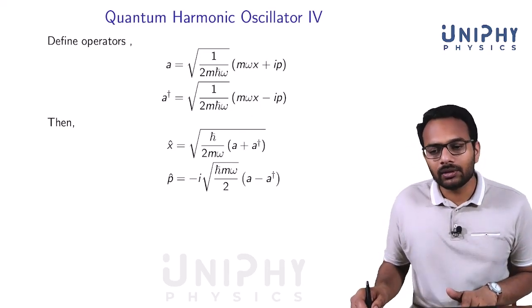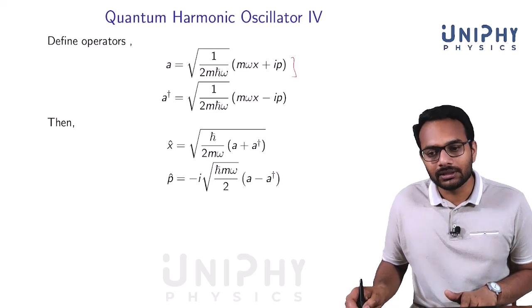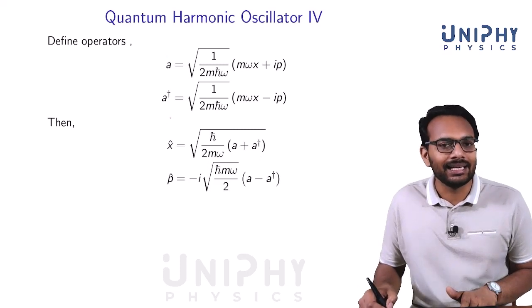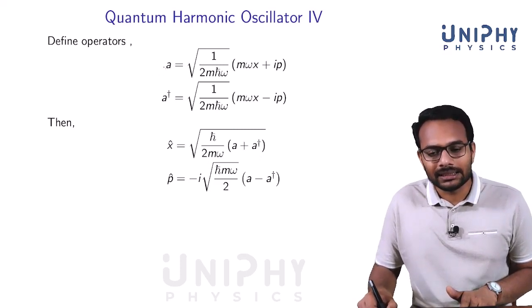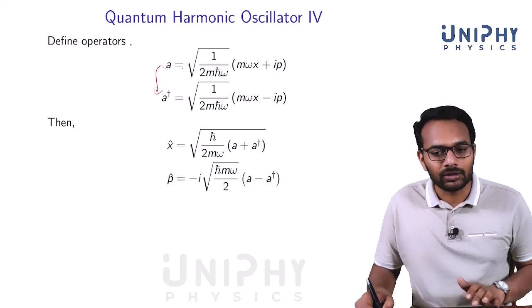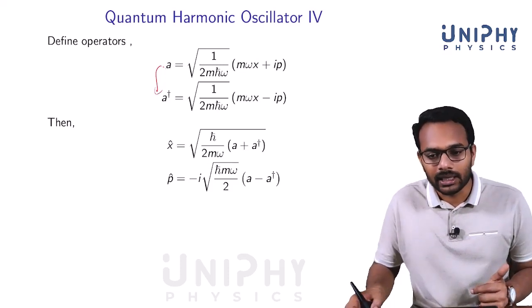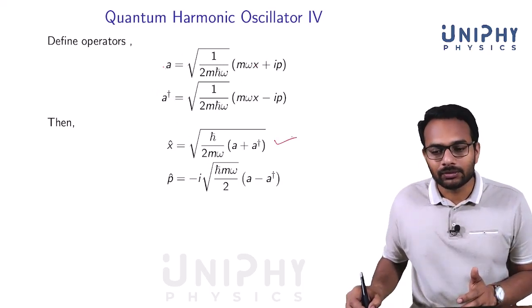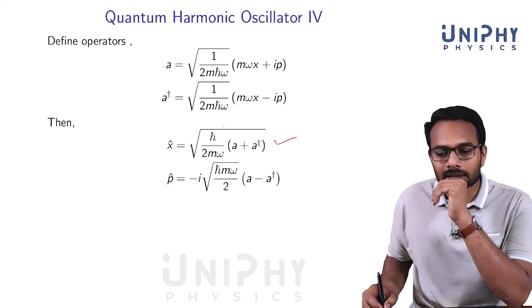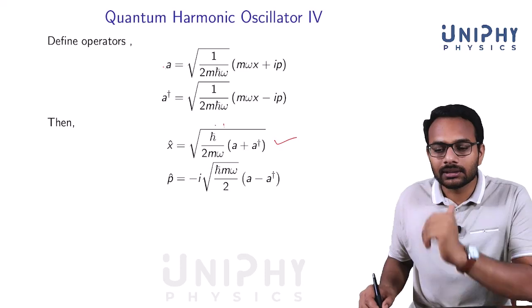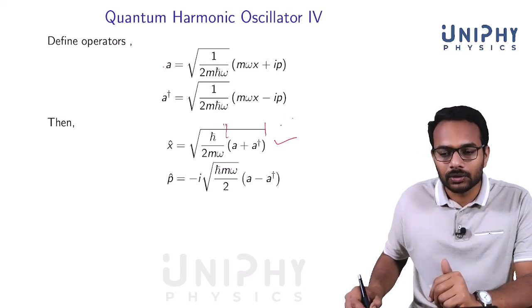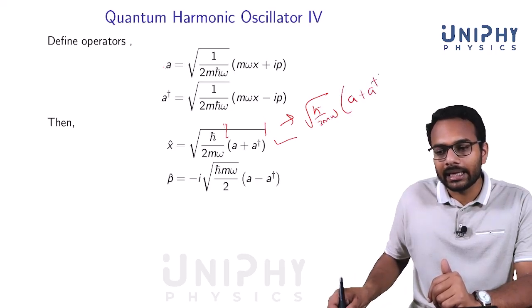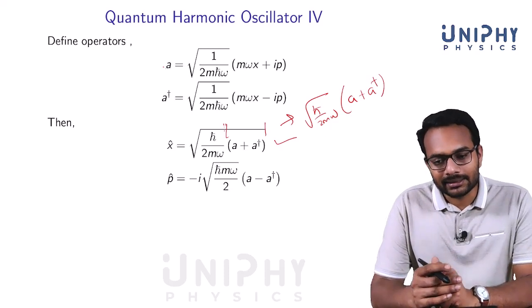Now you can also solve these two equations to obtain x and p in terms of a and a dagger. We call them a and a dagger because a dagger is the Hermitian conjugate of what we defined as a. It's useful to write x and p in terms of a and a dagger, and that's what we have done here. The square root does not extend up to here; this is a small typo and I'll correct it in the notes. This is actually square root of h cross divided by 2 m omega times a plus a dagger. So that's x and that's p.